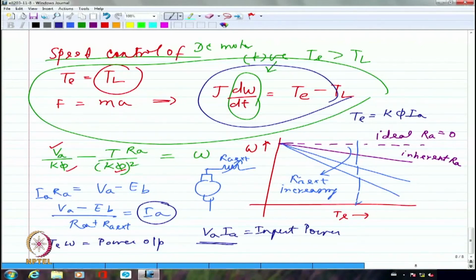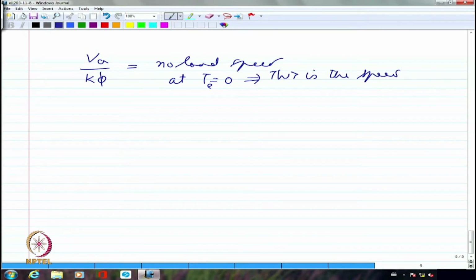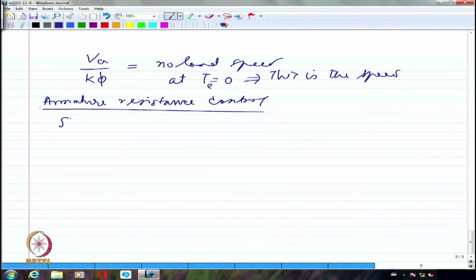This is what you would see because more power has been dropped in the form of IA square into RA plus R external. So this armature resistance control, if I am looking at VA by K phi as the no load speed, or at torque equal to 0, I am going to have this as the speed. Armature resistance control gives me the range where the speed will be less than the no load speed. Speed cannot be more than the no load speed because I am always subtracting from it. I have set VA at a constant value, so VA by K phi is set in stone.